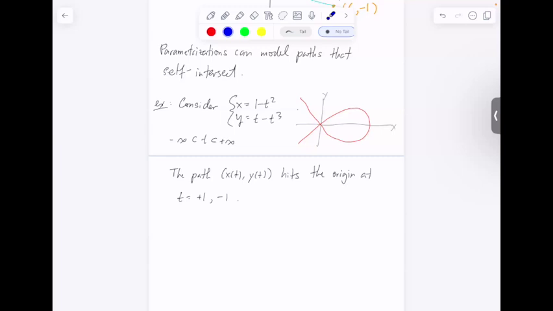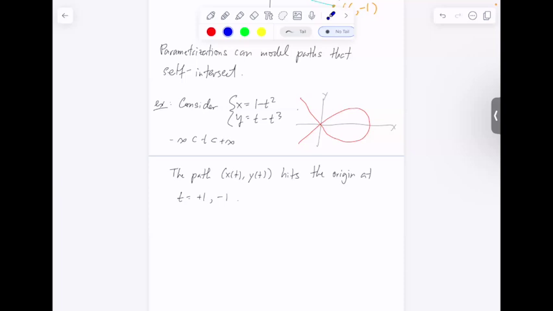However, if I parameterize this a different way, maybe I start here and end here, or maybe I start here and end up there. If I start here, I can have a parameterization just by having t start at 0 instead. I'm going to miss one of the times where it hits the origin. So the path of that particle is only going to be a portion of this red curve, so it's only going to cross the origin once.